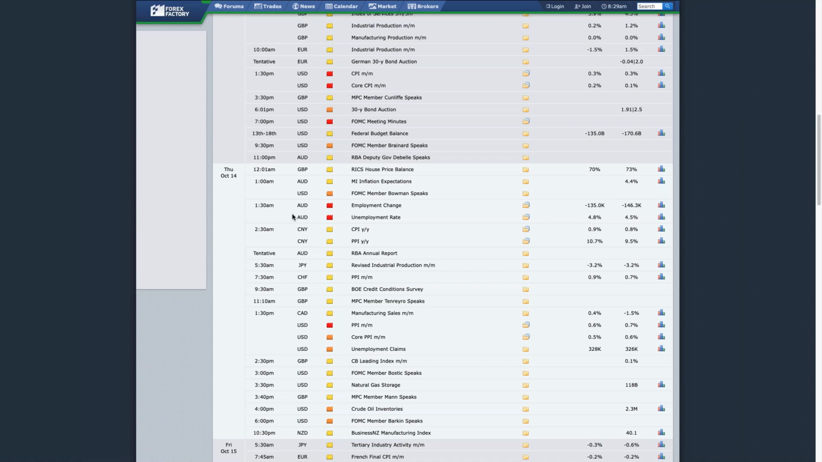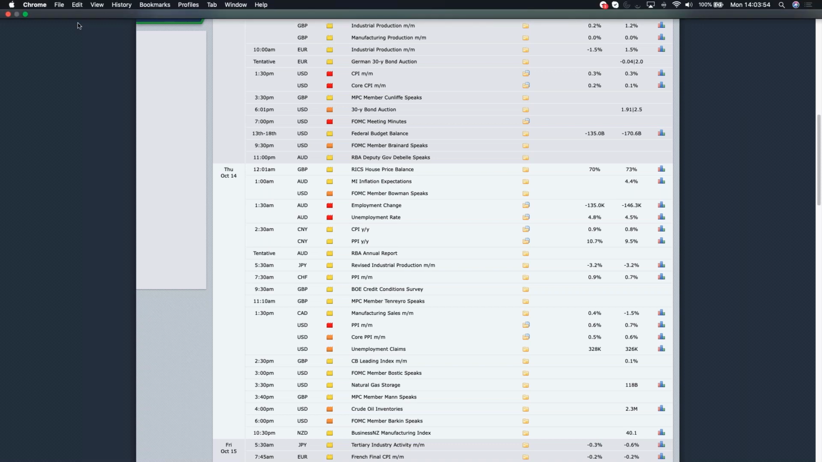80% of Australia's trade comes from its trade with China. So if China's growing, then the Aussie will be lifted by China's growth. If China's weak, then expect Australia to have weakness too. So, you know, a lot of interrelated factors this week.